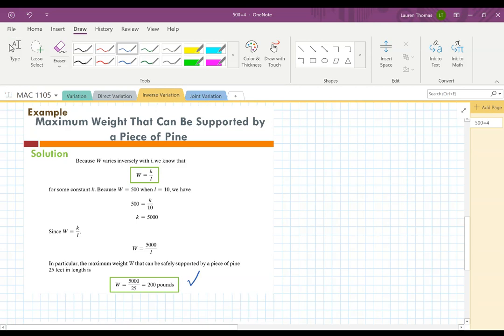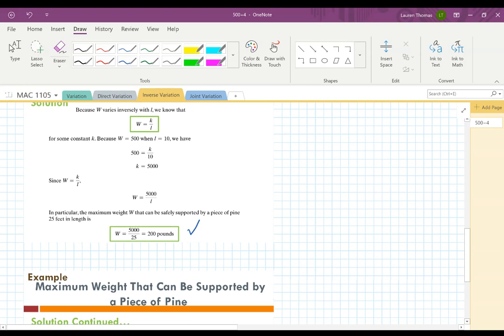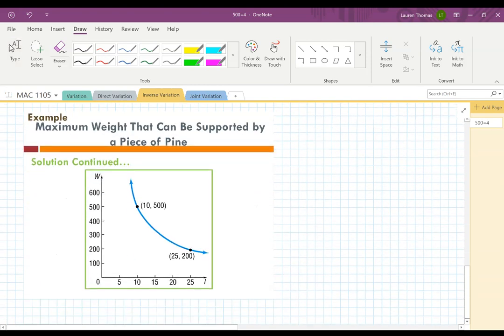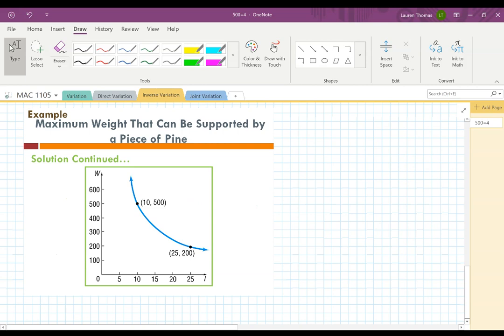So we're correct. Great. If we wanted to see what that problem looked like graphically, it would have this curve feature for us. Remember, inverse variation means as one of your variables is increasing, the other one is decreasing. So in this case, the longer your board is, the less weight it can support. The shorter your board is, the more weight it can support. So like we said, our two variables, weight and length, are varying inversely.